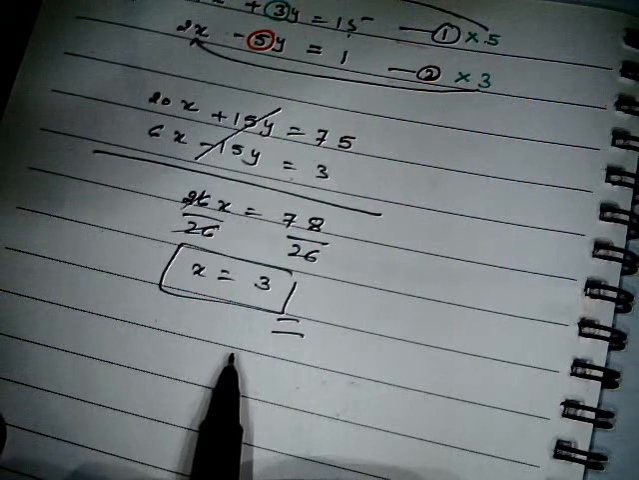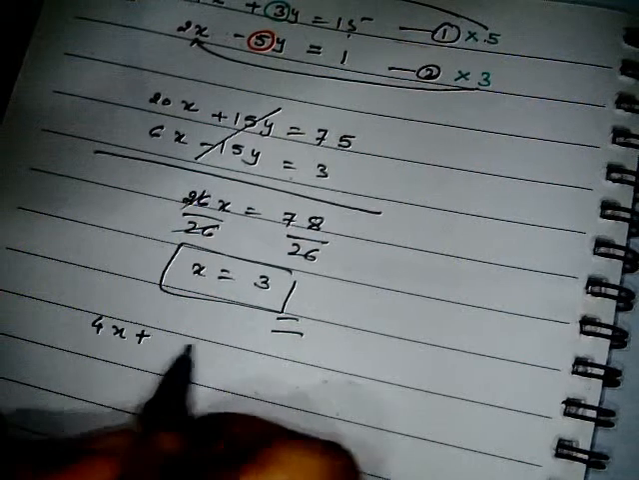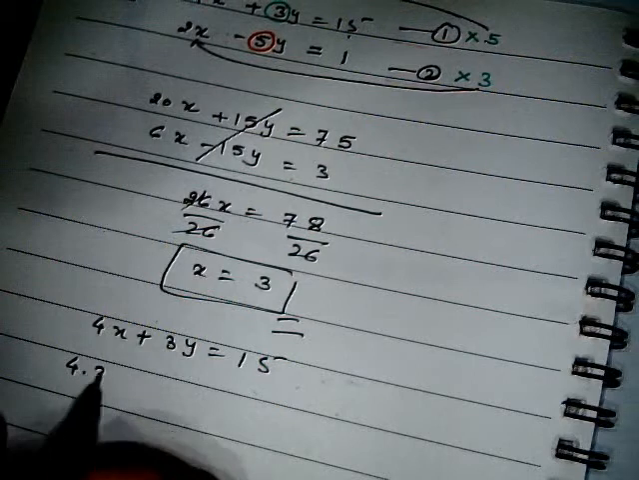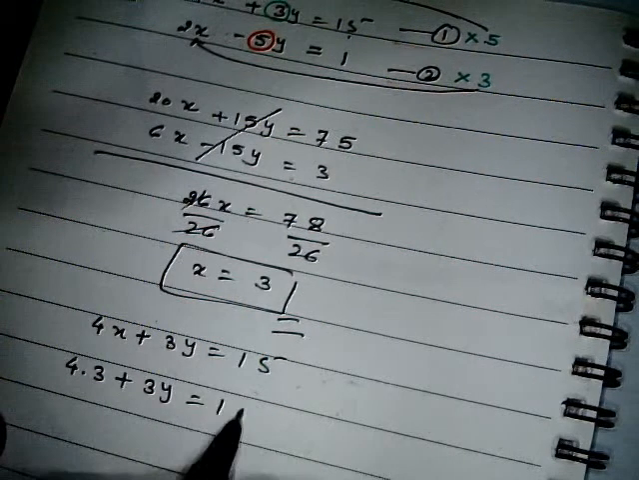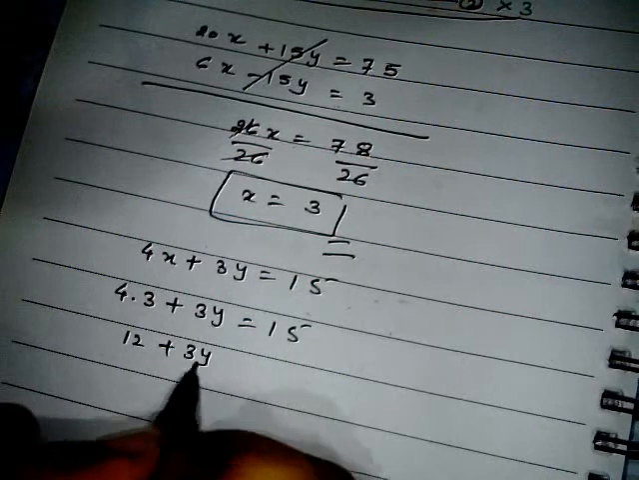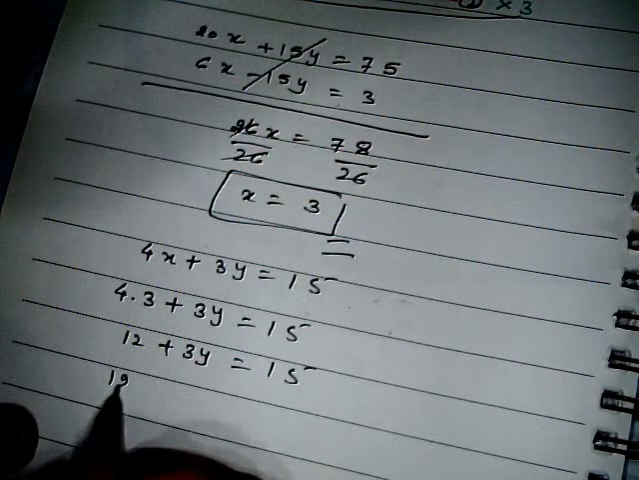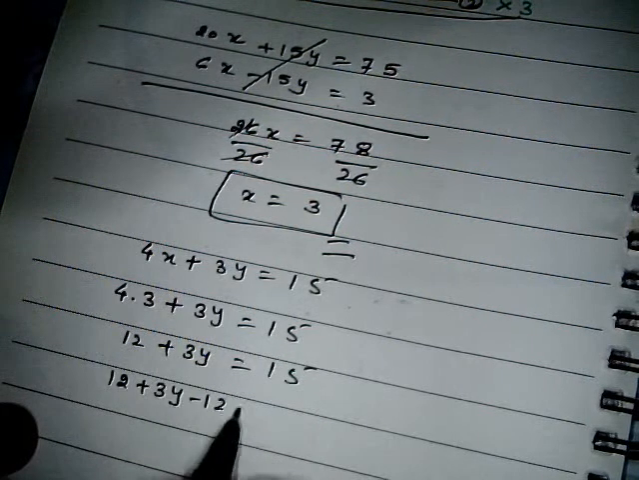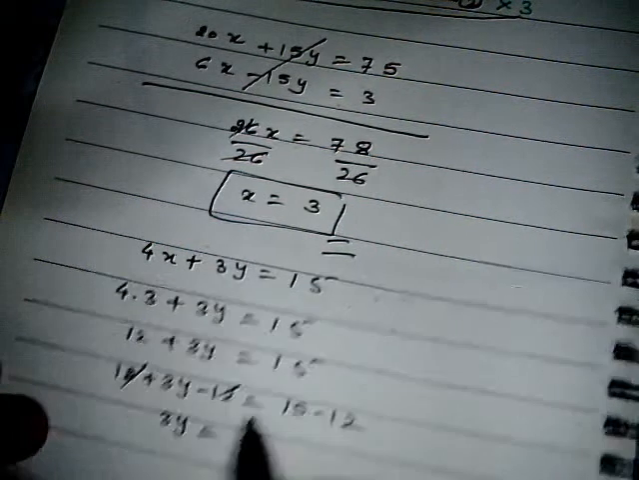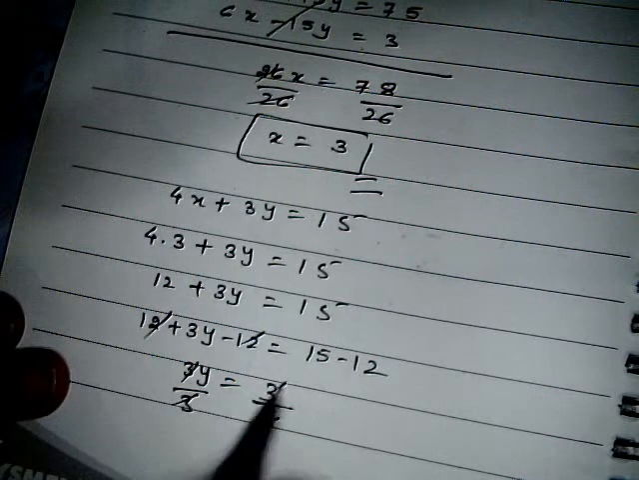Equation 1 is 4x plus 3y equals 15. Now I am going to plug in 3 in place of x. So 4 times 3 plus 3y equals 15. 4 times 3 is 12, so 12 plus 3y equals 15. Now I need to shift this 12 to the other side, so I subtract 12 from both sides. 15 minus 12 is 3, so 3y equals 3. Now divide both sides by 3, so y equals 1. The y value is 1 and the x value is 3.